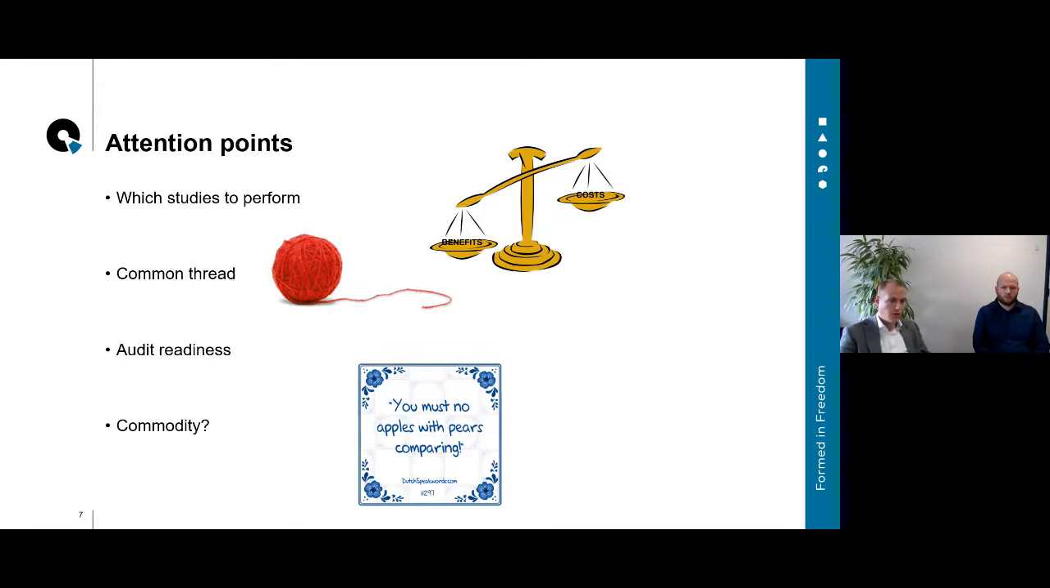Audit readiness, as discussed. So a bit perhaps combined with commodity. We see a bit of a stretch there. On the one hand, you want to be audit ready, and on the other hand, you also see parties that treat benchmark studies as a bit more of a commodity. Well, you could argue that the one thing tax authorities tend to shoot at the most is a benchmark study, because it's relatively easy to shoot at.